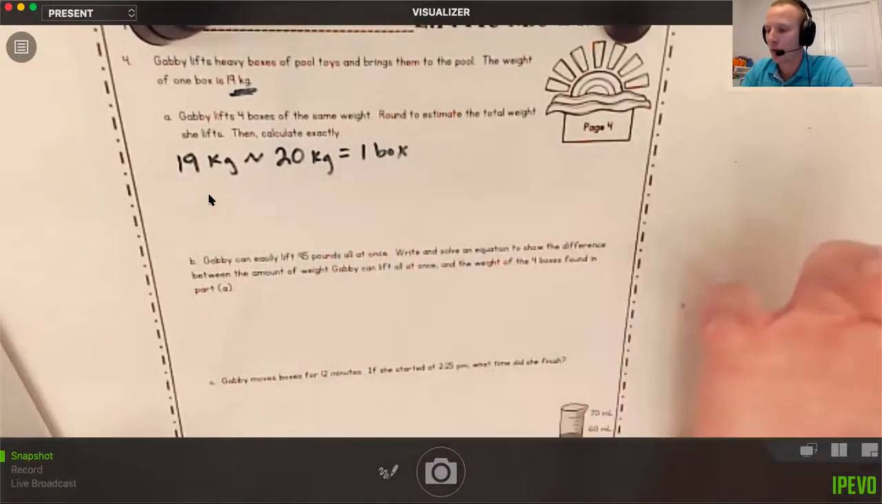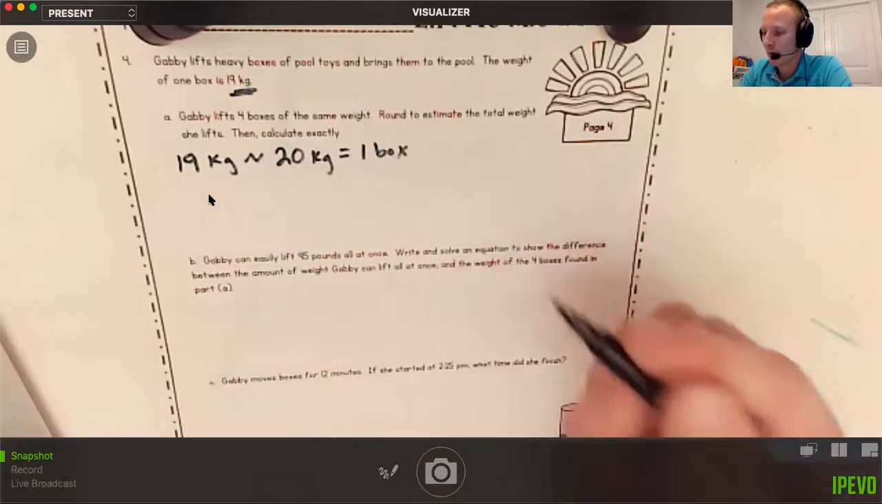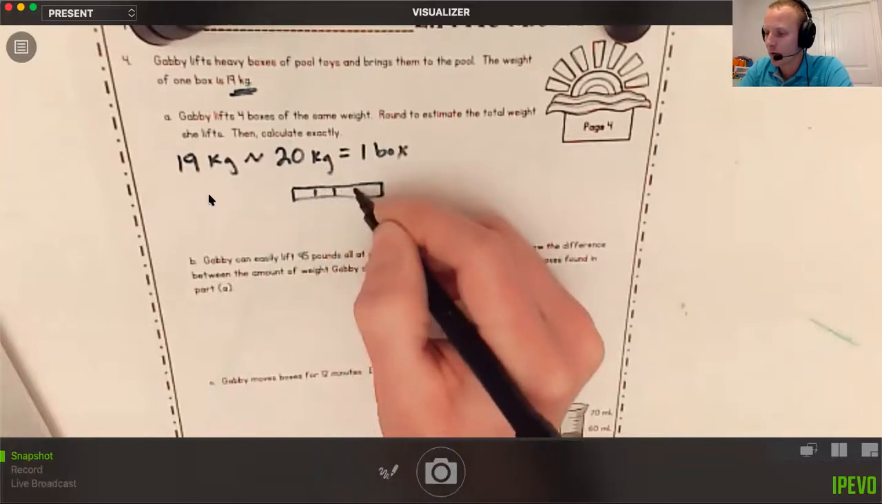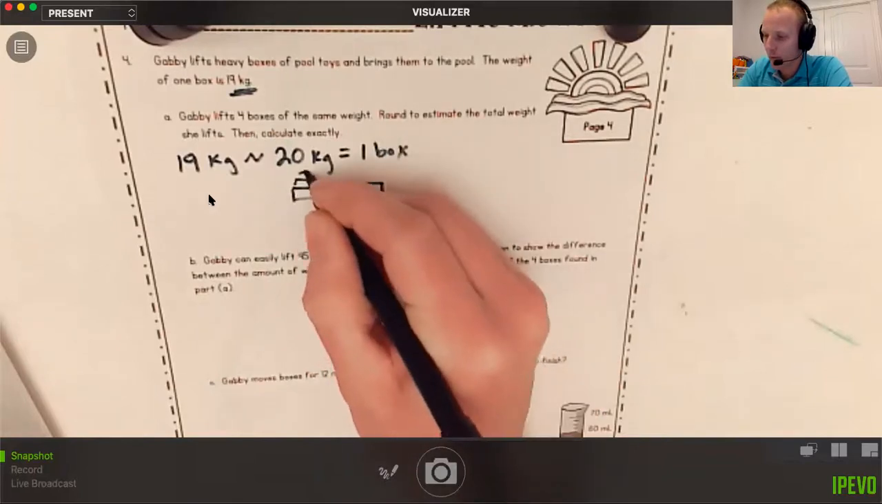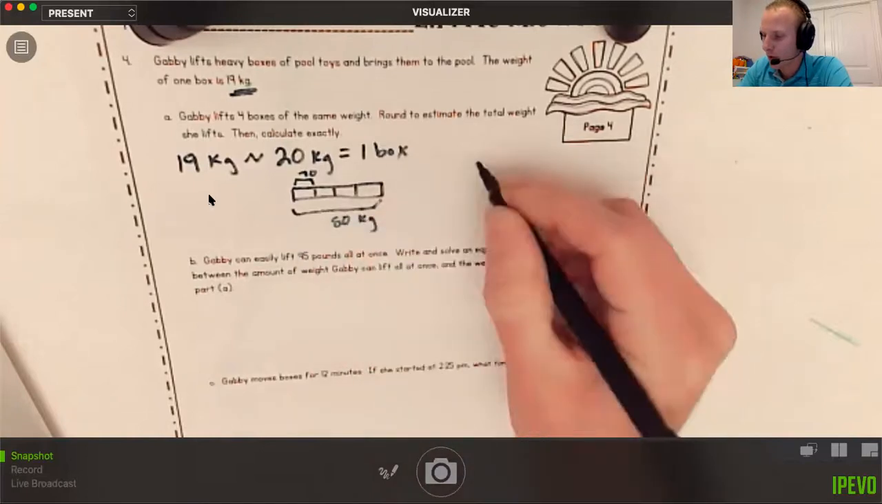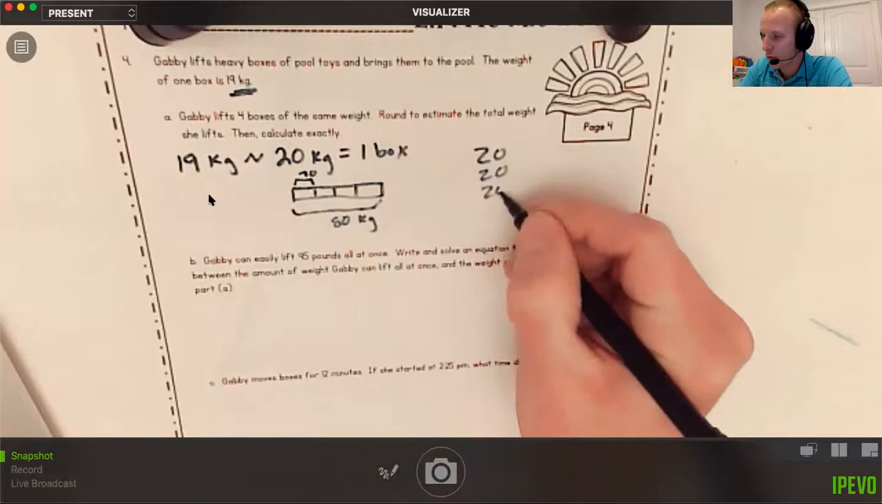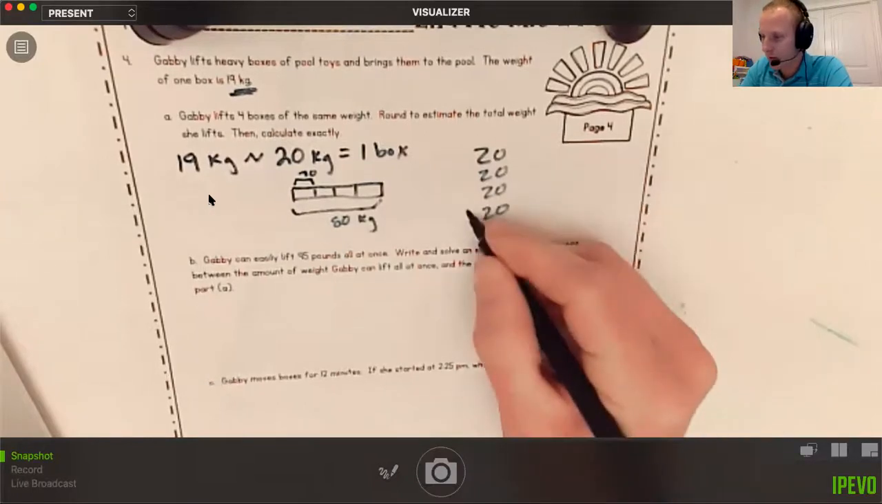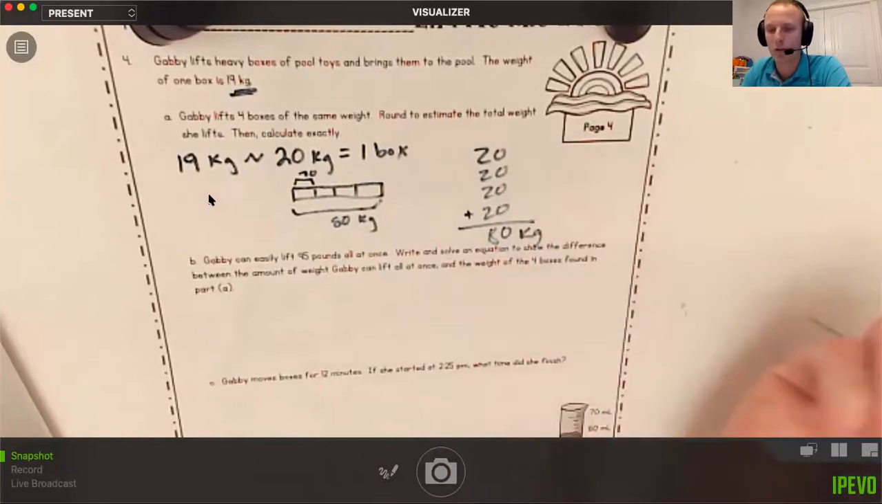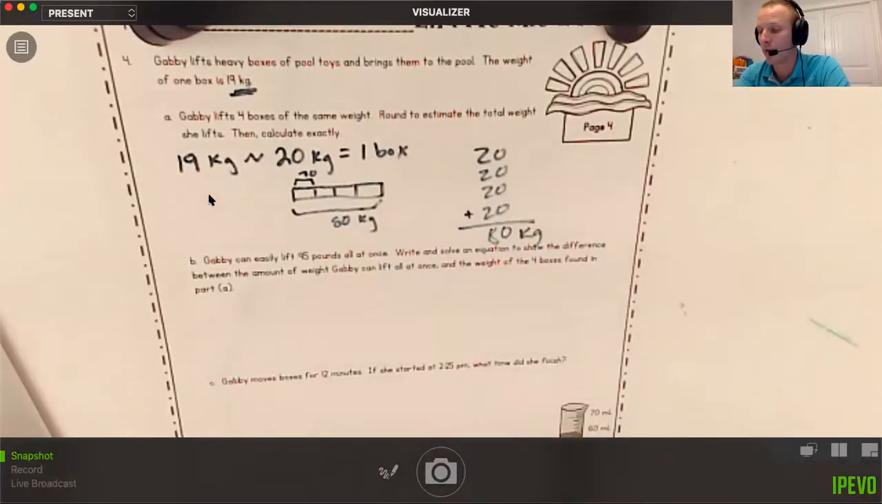Now, there's a number of different ways that you could go about this. You could draw a tape diagram. You could say that each weighs 20 and the total is 80 kilograms, or you could add 20, 20, 20, 20, and get 80 kilograms. So there's a bunch of different ways you go ahead and figure that out. And I'll leave it up to you since it doesn't say exactly how you have to do it. That's your call, whatever method you're most comfortable with.